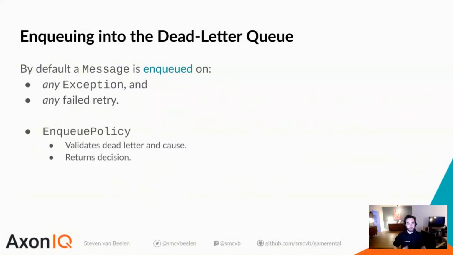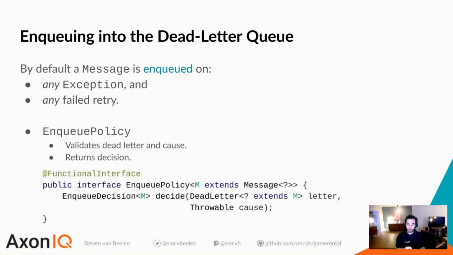The enqueue policy validates the dead letter that the dead letter processing group has given and the actual exception at that moment in time, and requests you to return a decision. This specifically resolves itself to a functional interface where you see what can be done for any type of message, although nine out of ten, you will be doing this for events. You're given the letter and the cause, and you're requested to return an enqueue decision.